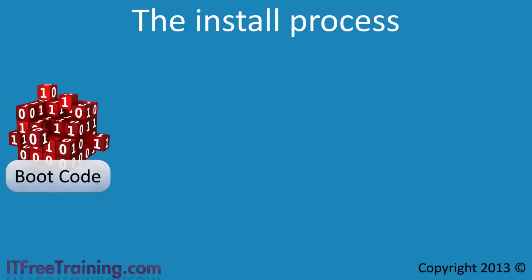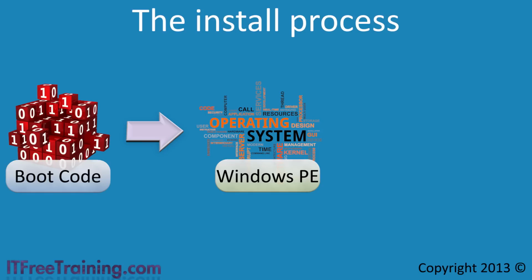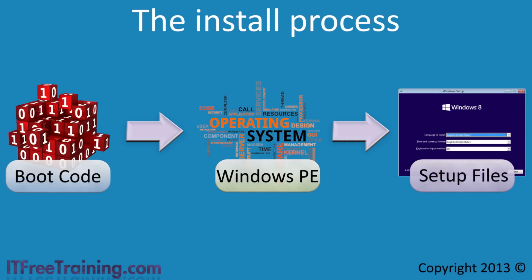In the case of the Windows setup, once the boot code has loaded, the next step is to load Windows PE. Windows PE is a lightweight version of Windows. It is not designed to run as an operating system. It does not have enough functionality to run major applications, and in fact, this would break the license agreement if you were to do this. But what it can do is run small applications like rescue tools, and in this case, install Windows 8. Once Windows PE has loaded, the next step is to run the setup files. The setup files are what runs the wizard that installs Windows 8 on the computer.